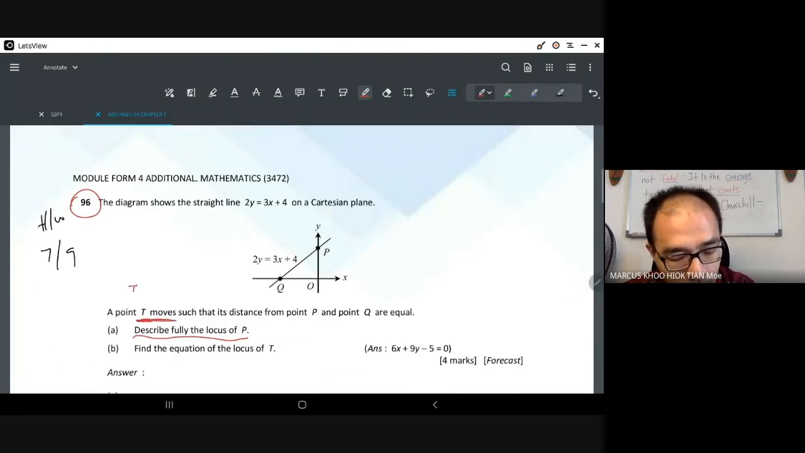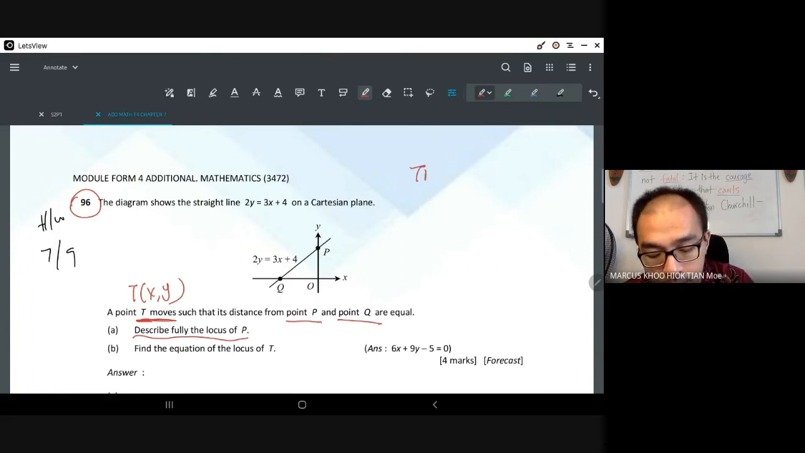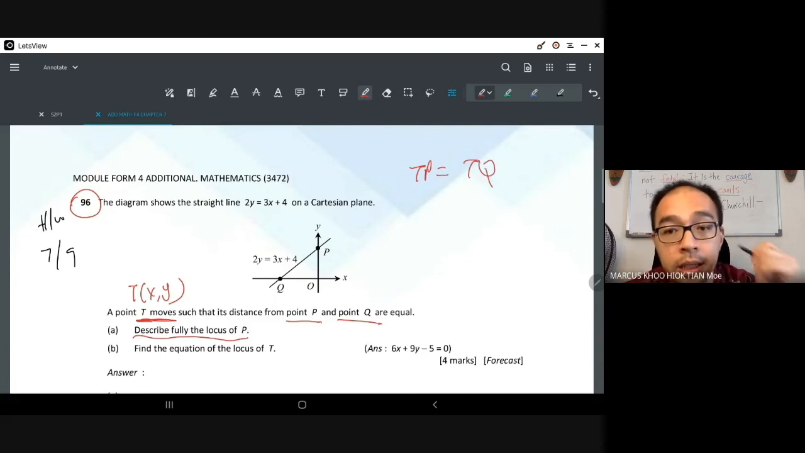So ini adalah locus. Distance from point P and point Q are equal. That means TP sama dengan TQ. Ini semestinya perpendicular bisector. Tiada ratio, same distance, two fixed points, one moving point. Okay, itu saja. But again, the problem is, macam mana saya mau tahu koordinat P dan koordinat Q ini?